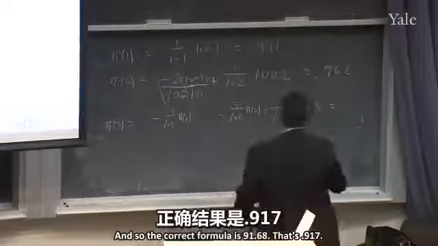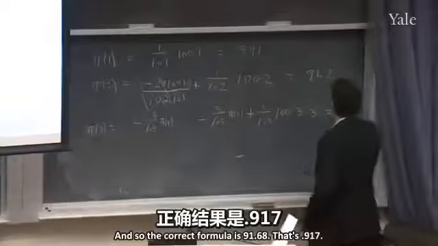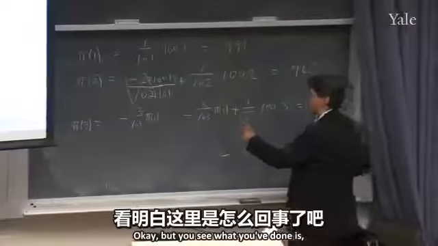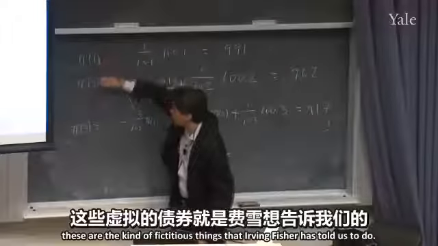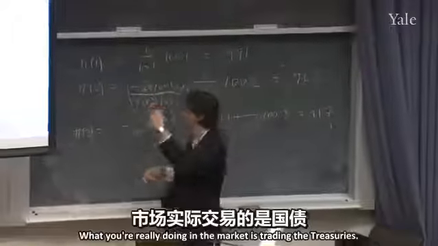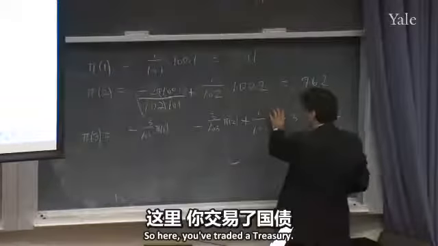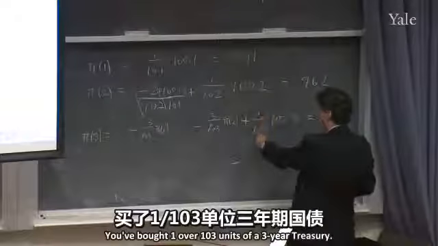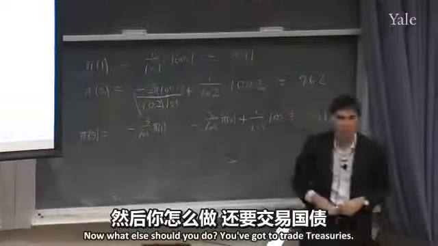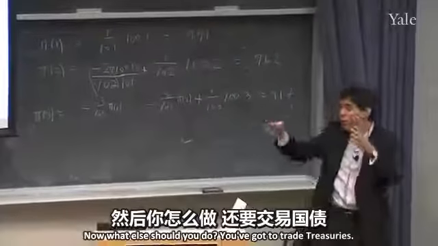It's 91.9917. Okay, but you see what you've done is these are the kind of fictitious things that Irving Fisher has helped us deduce. What you're really doing in the market is trading the treasuries. So here you've traded a treasury. You bought 1 over 103 units of a 3-year treasury. Now what else should you do? You've got to trade treasuries.